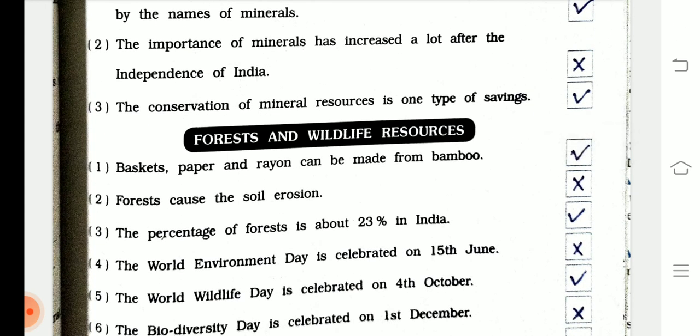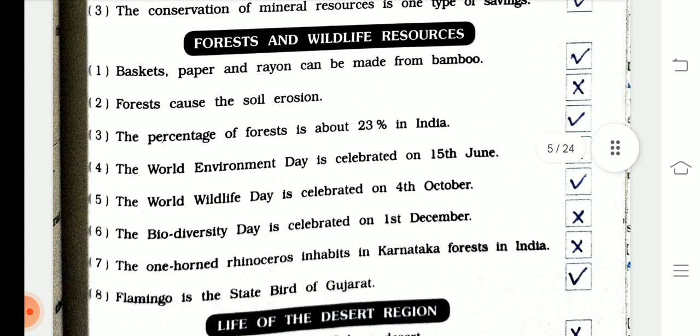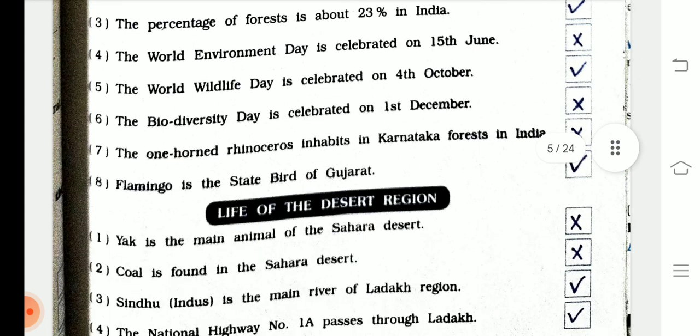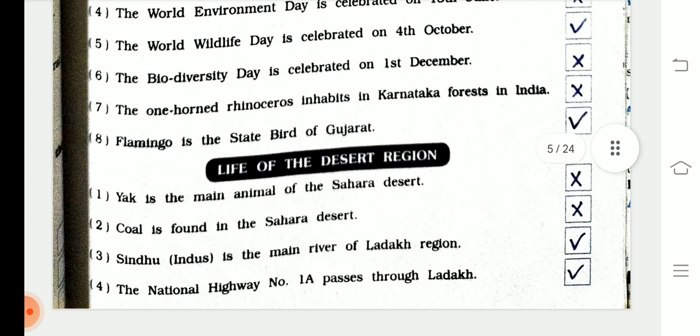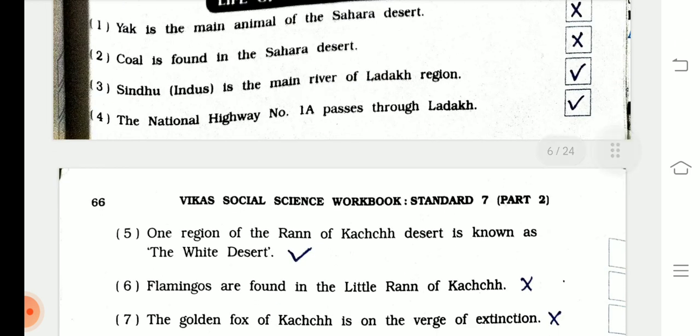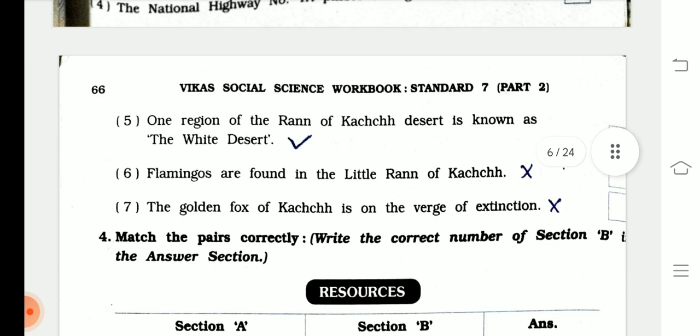Forests and wildlife resources: first one is true, second one is false, third one is true, fourth one is false, fifth one is true, then again it is false, seventh one is false, and eighth one is true. Then next one is life of the desert region. The first one is false, next is also false, then third one is true, and fourth one is true. On the next page, fifth one is true, sixth and seventh are false.